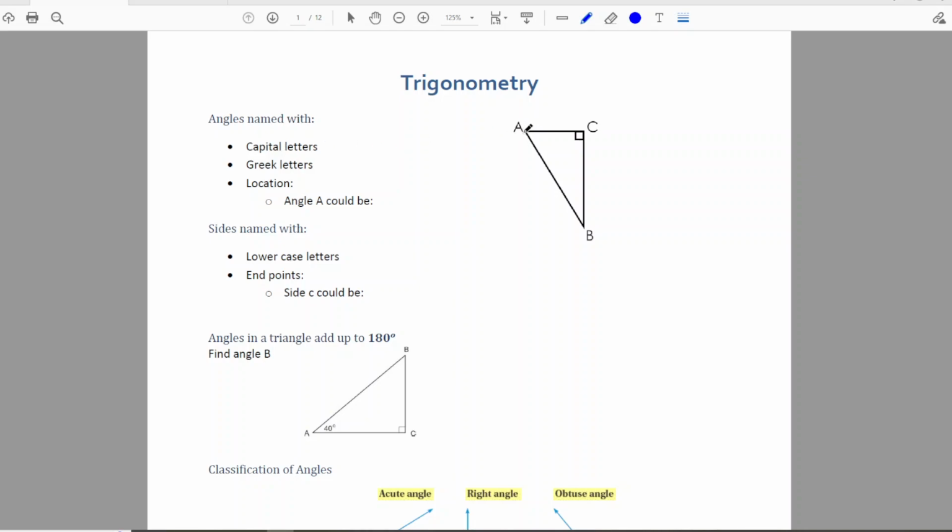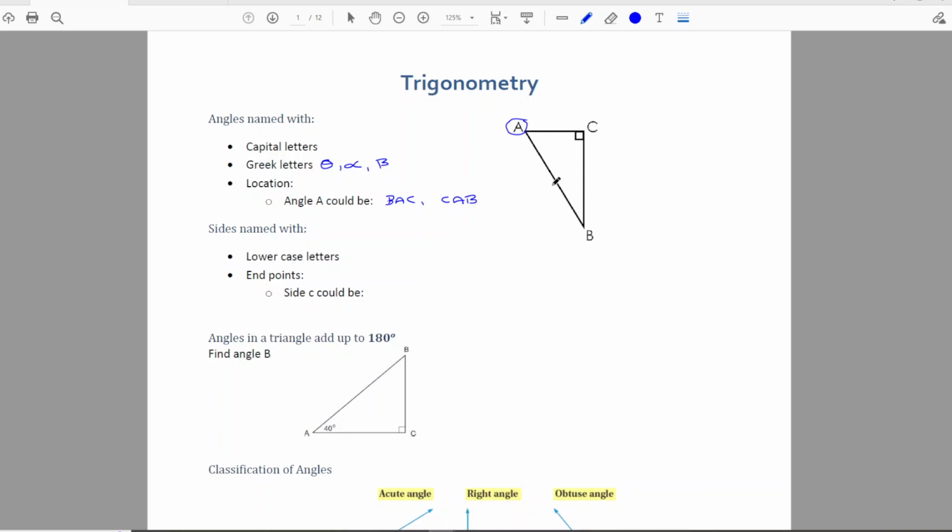One with capital letters, so this could be angle A, B, and C. Another one, they'll often use Greek letters like theta or alpha or beta or something like that. And then also what I refer to as location. So if we wanted to label angle A, instead of calling it specifically A, you can kind of trace its path along side lengths. So you could say angle A, you could get there, or you could open up with angle A by going BAC, or you could go CAB.